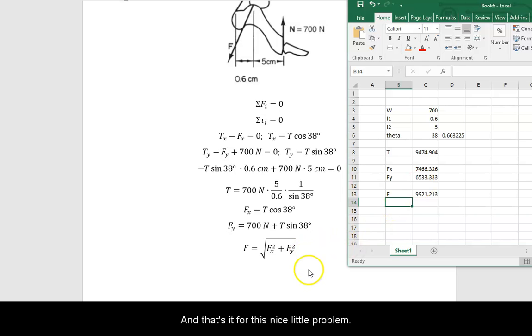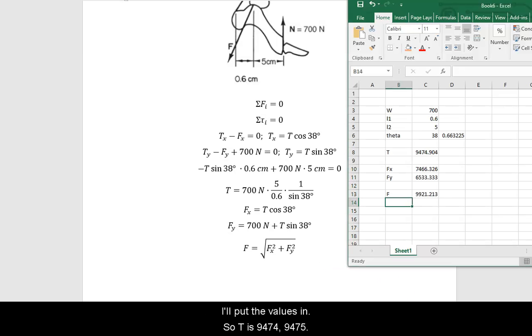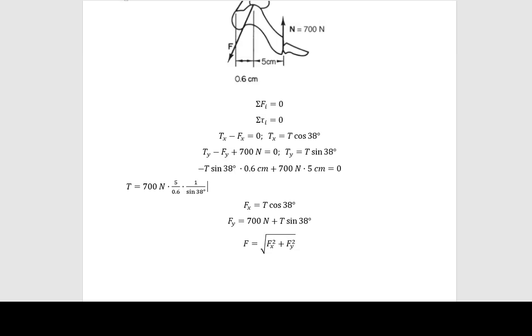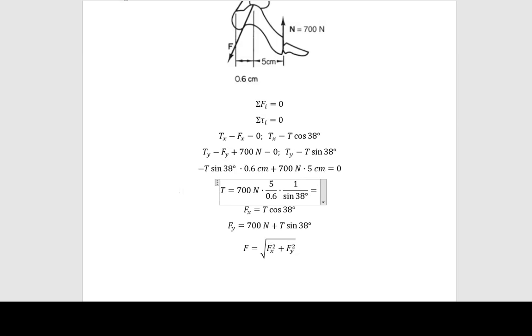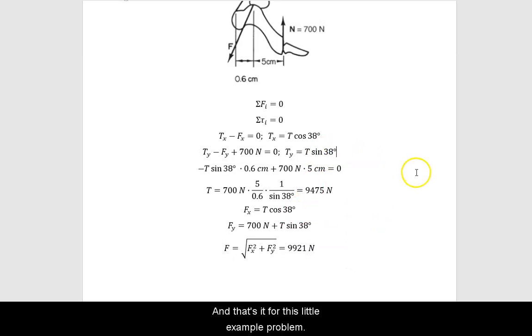And that's it for this nice little problem. I'll put the values in. So T is 94.75 newtons, and F is 99.21. And that's it for this little example problem. Hope it helps.